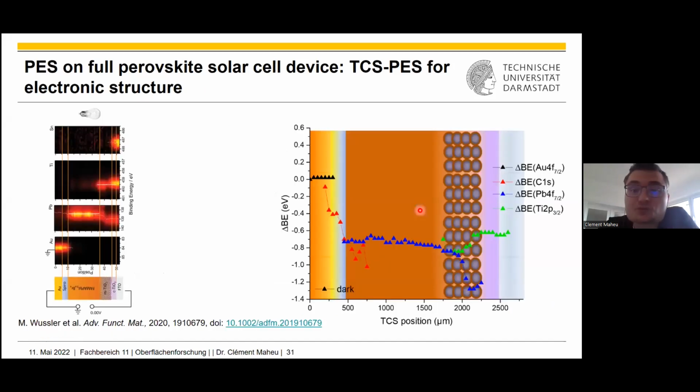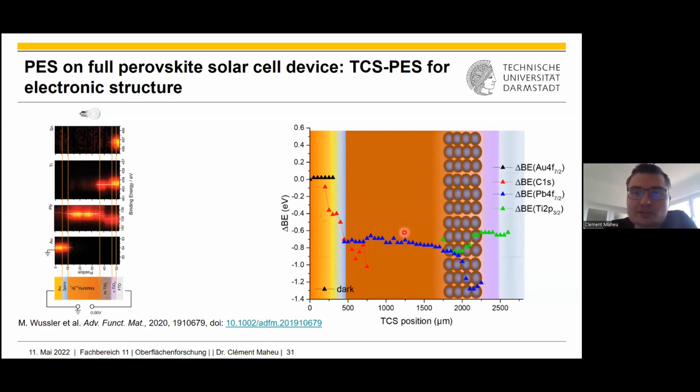And you can, again, do some electronic structure analysis. So you can still look at this binding energy shift, as I discussed for the two previous stories. If you look here, you see that gold is always at the same binding energy. That was quite expected because we ground the sample through the gold contact. So no shifts, a binding energy shift of 0, but then you can see here, for instance, binding energy going to higher values.